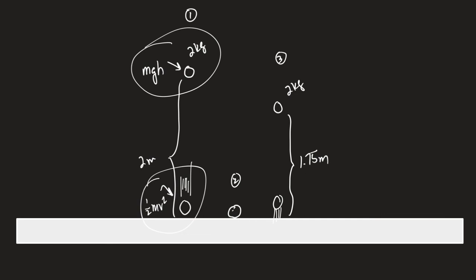Energy is probably the best way to do that, which would have been mgh equals 1/2 mv squared as it falls. So v equals the square root of 2gh, or the square root of 2 times 10 times 2. So how fast was it going when it reached the ground?